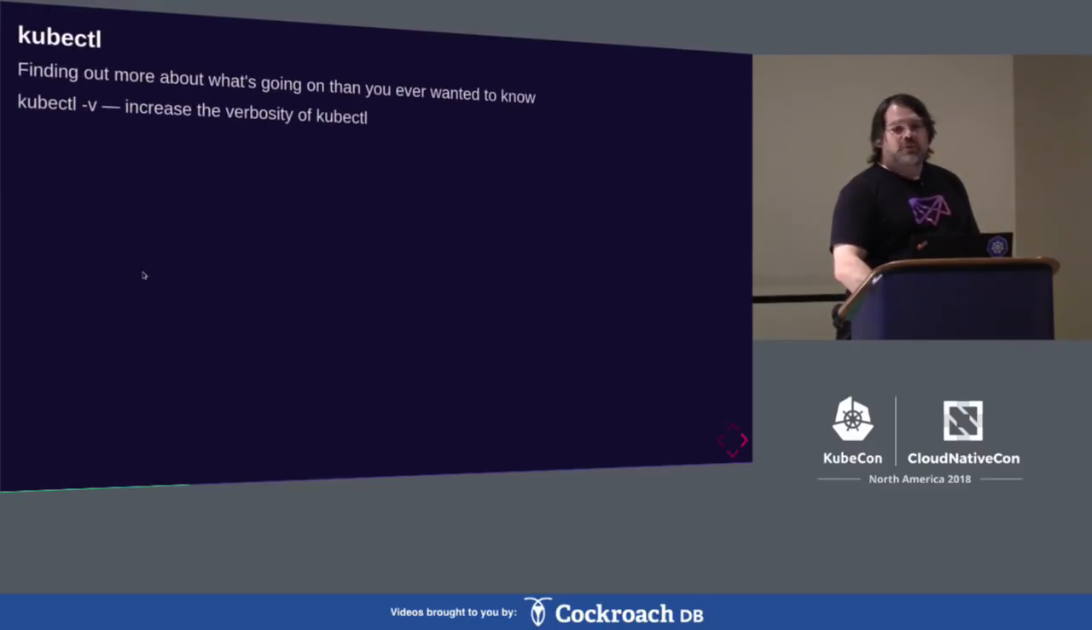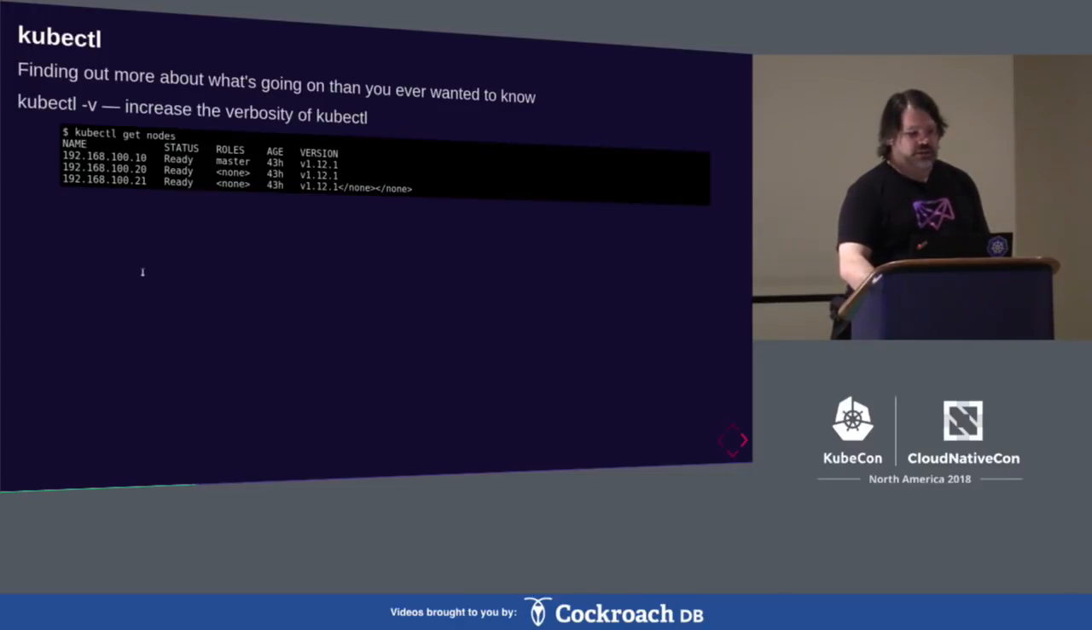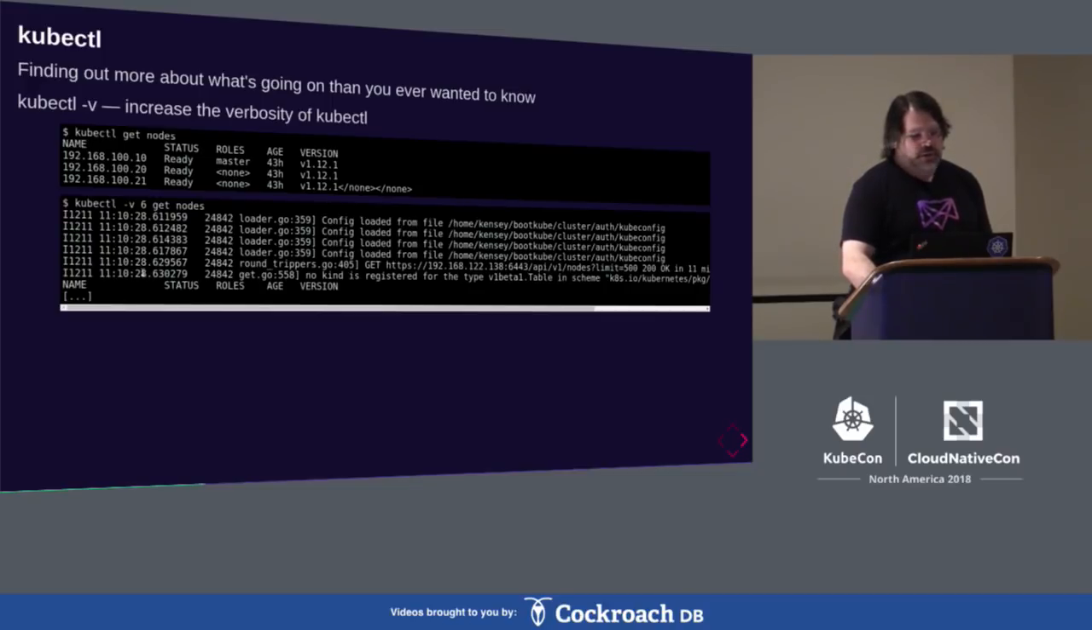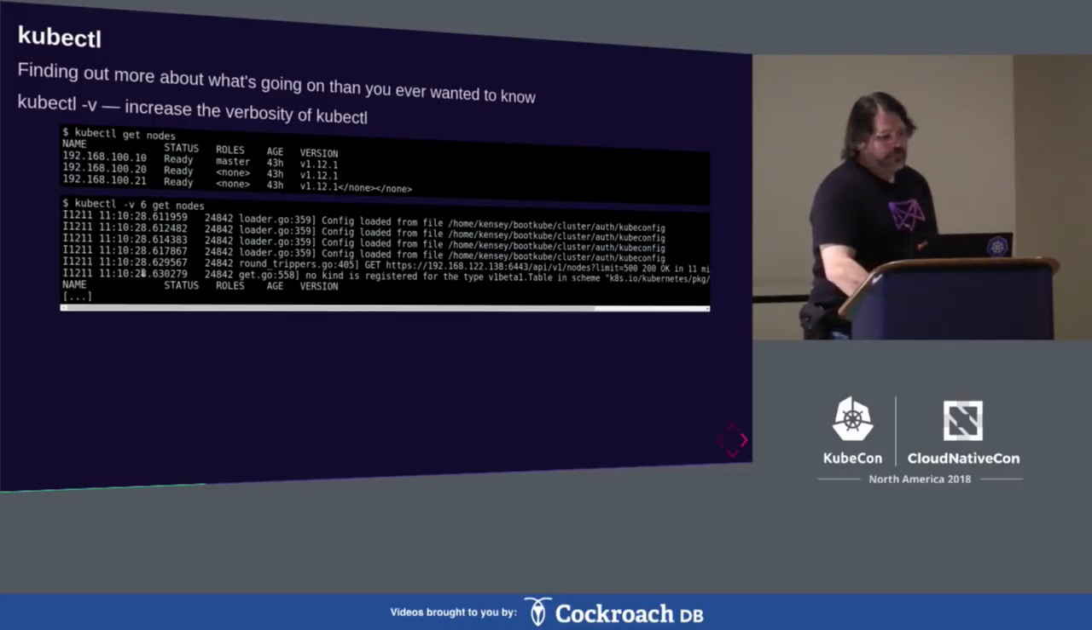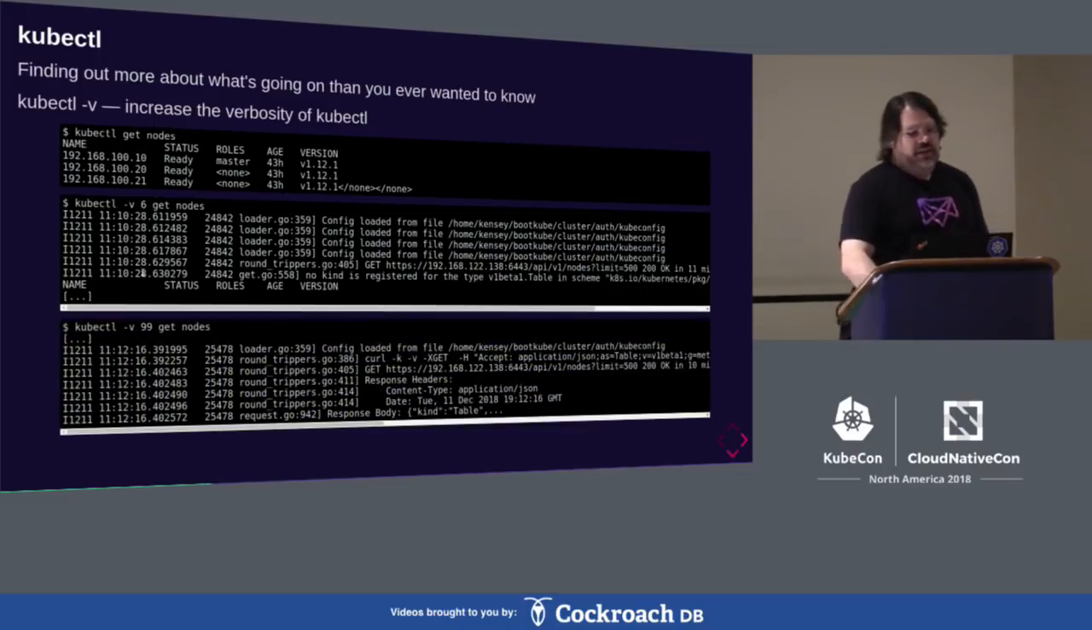You can find out more about what's going on than you ever wanted to know by throwing a couple of -v arguments at it. You can just give it a kubectl get nodes, and it gives you the nice, neat little table. If we say kubectl -v6 get nodes, we get a little more output. If we say kubectl -v99 get nodes, we get a lot more output. I actually clipped this off because it's just pages and pages and pages of config loaded from cache and config loaded from this file and that file.